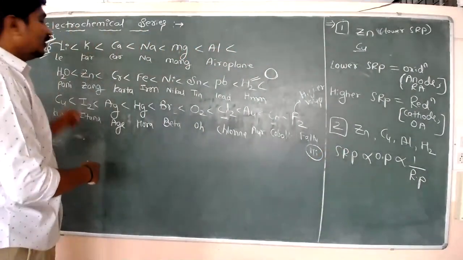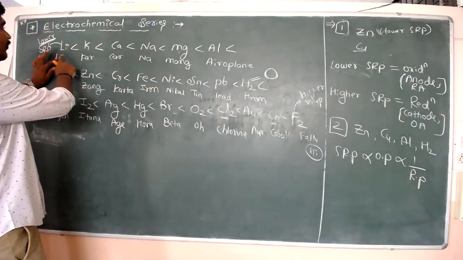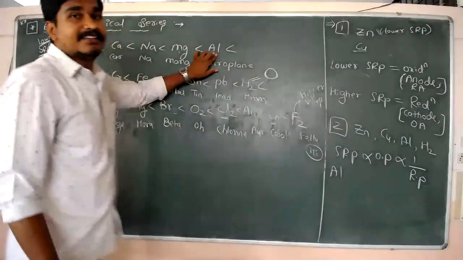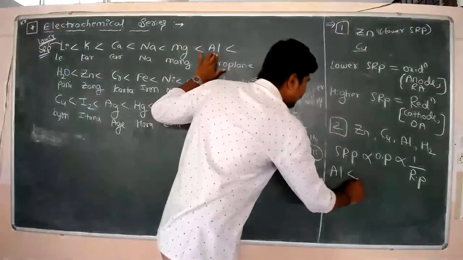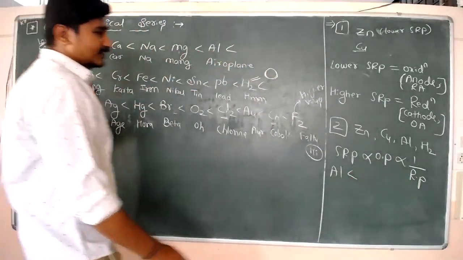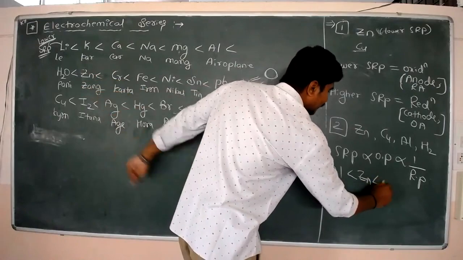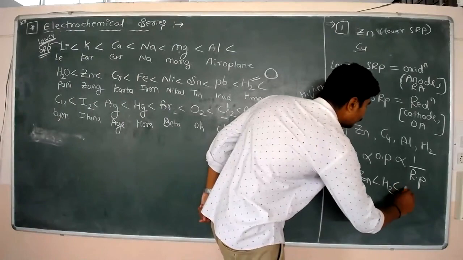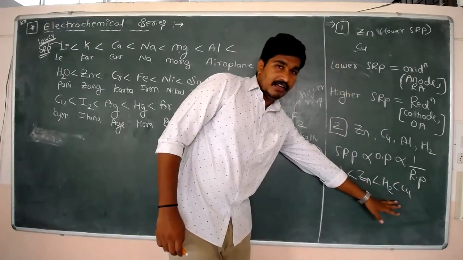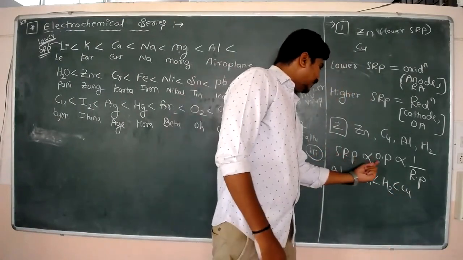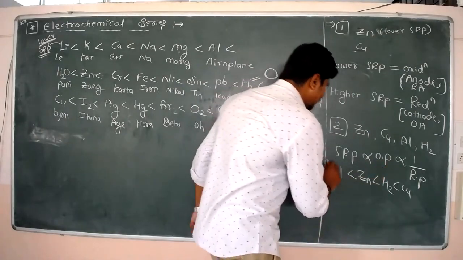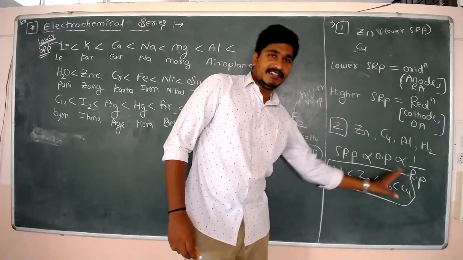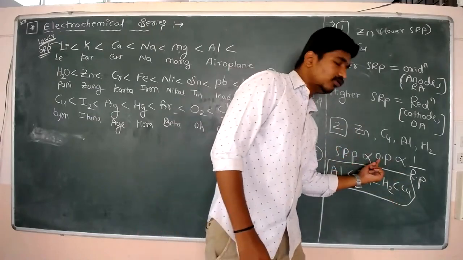Now, first we will see which element will come first. Aluminium. I am writing in increasing order of their SRP values. Aluminium is there. Next, zinc. Next, hydrogen. Next, copper. This is the increasing order of their SRP values. Therefore, since SRP is directly proportional to oxidizing power, this is the correct order, the increasing order of their oxidizing power.